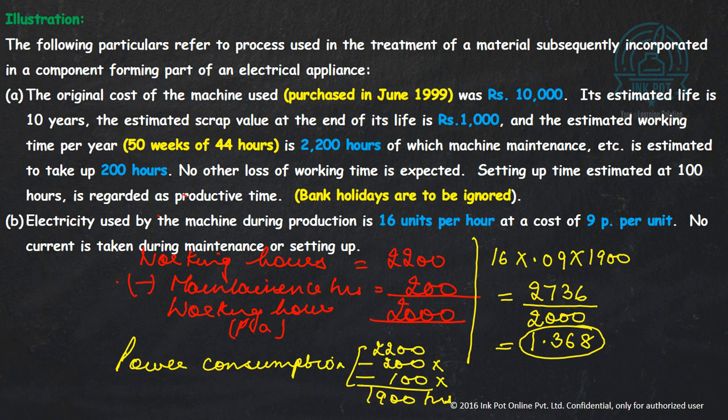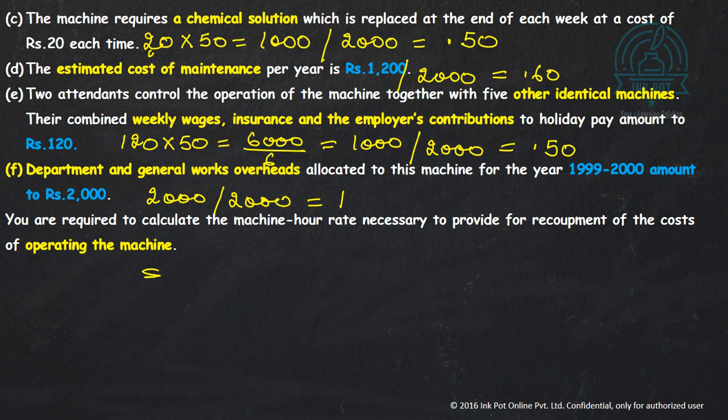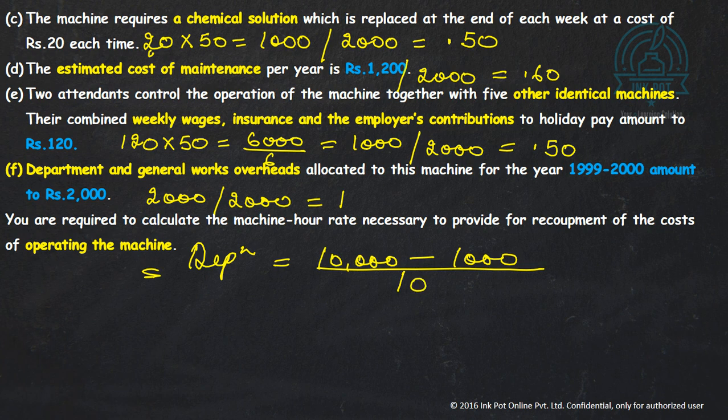It is 10,000. I'm writing the working note for depreciation here. The value of machine is 10,000 minus 1,000, which is your scrap value, divided by the working life, which is 10. So you will get 900 per annum depreciation. Then 900 will be divided by 2000. You will get depreciation at 0.45. So this is the depreciation.